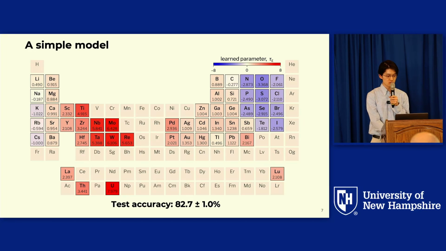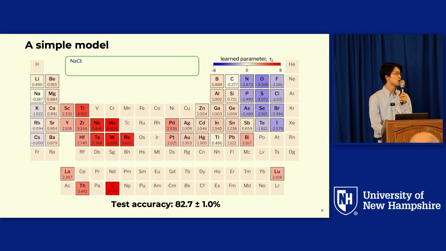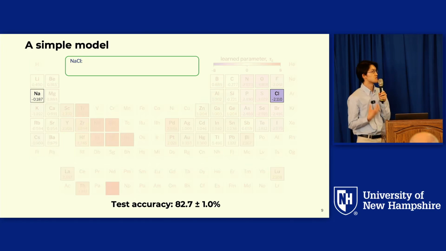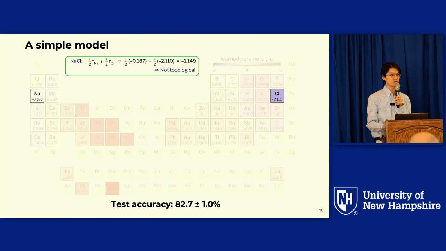One would be sodium chloride. Sodium chloride has two elements, sodium and chlorine. You look up the parameter values, and since there's an equal amount of sodium and chlorine, we do 1/2 times the parameter for sodium plus 1/2 times the parameter for chlorine. That's 1/2 times minus 0.187 plus 1/2 times minus 2.11. Since that's negative, we predict it's not topological.